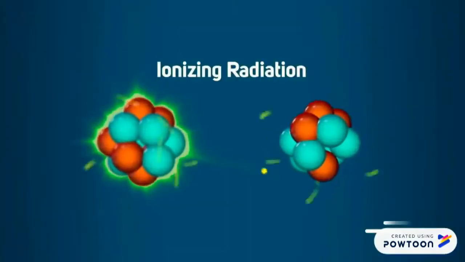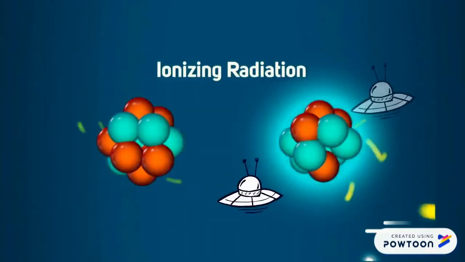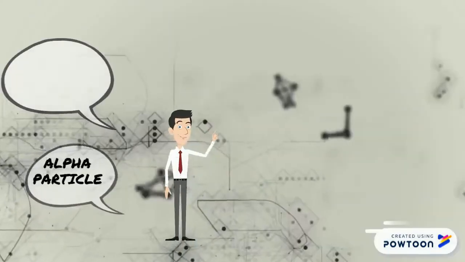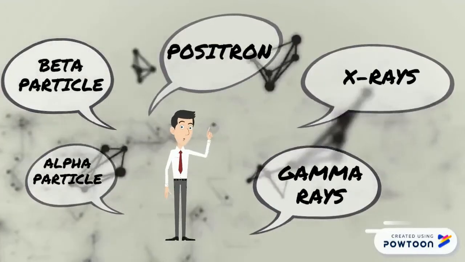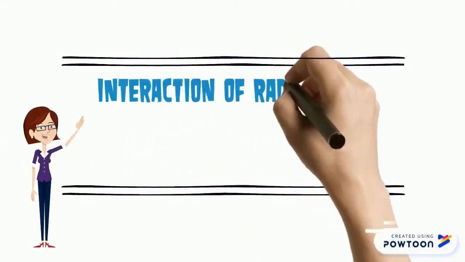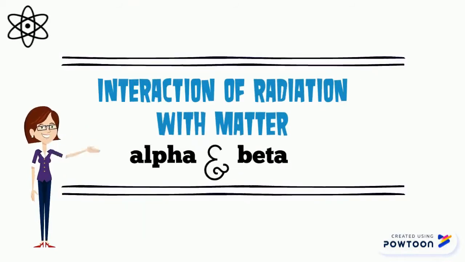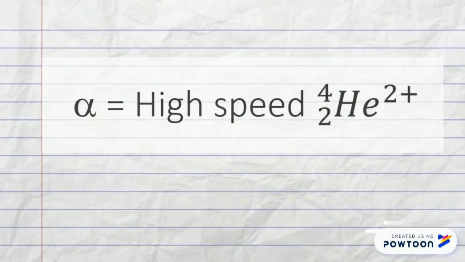Ionizing radiation refers to radiation with enough energy to knock an electron loose from an atom. Alpha particles, beta particles, positrons, gamma rays, and X-rays are all forms of ionizing radiation. But in this video, we'll only focus on the interaction of radiation with matter that involves alpha and beta particles only. First, we'll talk about the interaction of radiation with matter involving alpha particles.